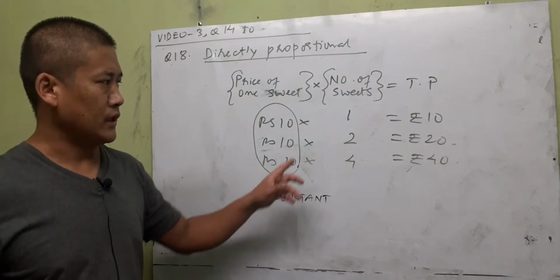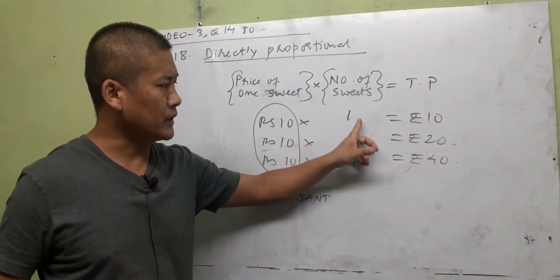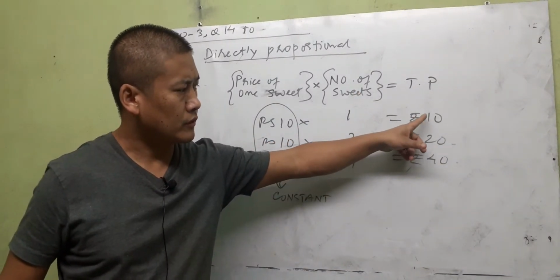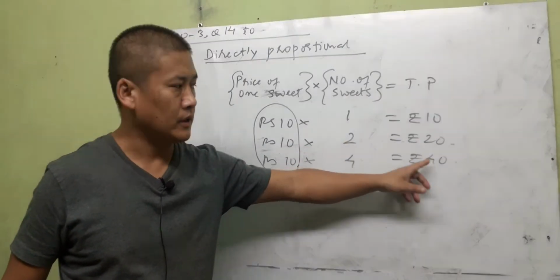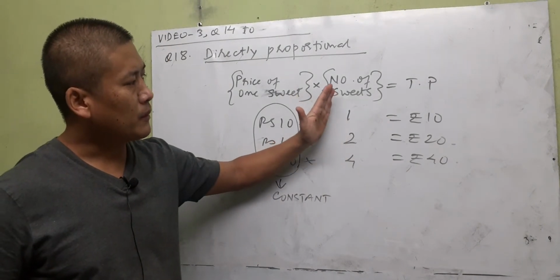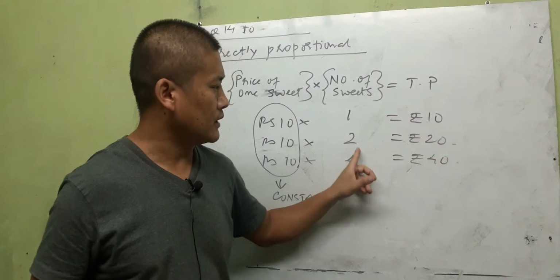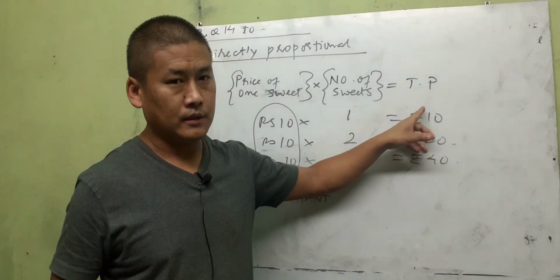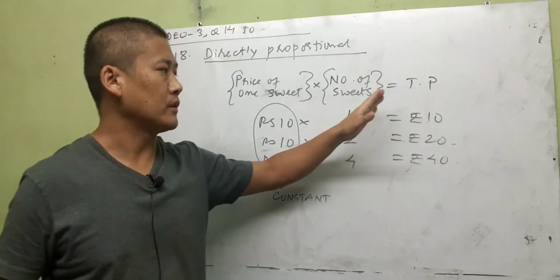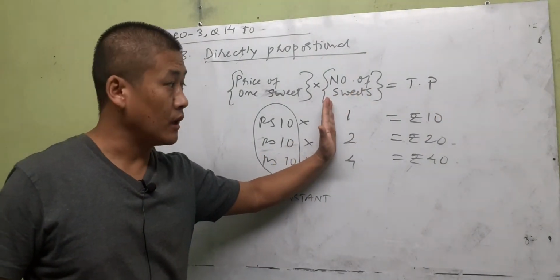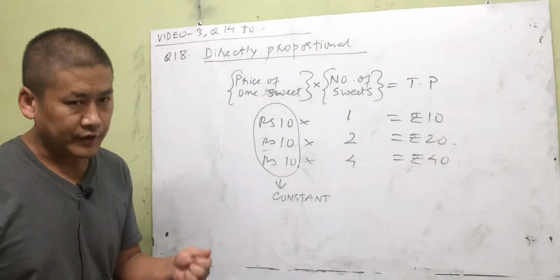Then what are the two changing? Number of sweets changes, total price changes. How? Number of sweets increases from 1 to 2, total price also increases from 10 to 20. Number of sweets increases to 4, total price also increases to 40. So we see that as we increase the number of sweets on the left side of the equation, total price is increasing. As you decrease it, the total price is decreasing. This relationship between number of sweets and total price is called directly proportional. That means an increase on one side, number of sweets, causes an increase on the other side, total price. This kind of relationship is called directly proportional.